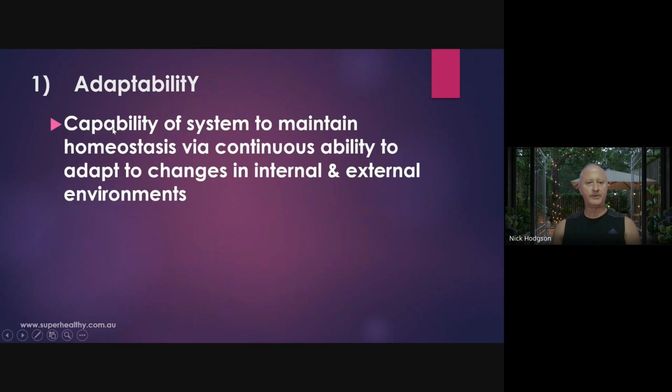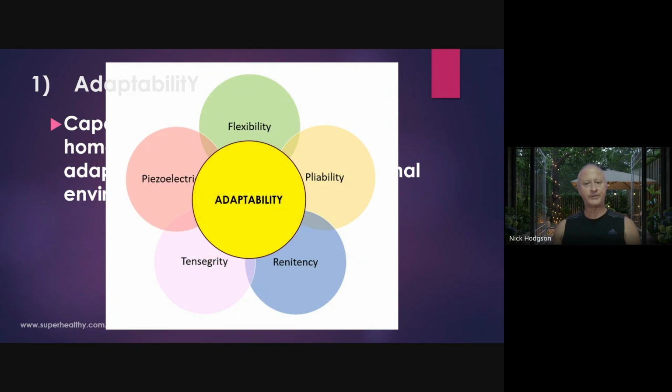So the adaptability is the capability of a system to maintain homeostasis. So we talk about homeostasis. We have to have level, static findings inside the internal physiology. But the only way this can be achieved is via the continuous ability to adapt to changes in internal and external environments. So there is no stability without continuous change. And that's what adaptability is. It sits at the center of all the physiology. Everything is designed to create an adaptable system.